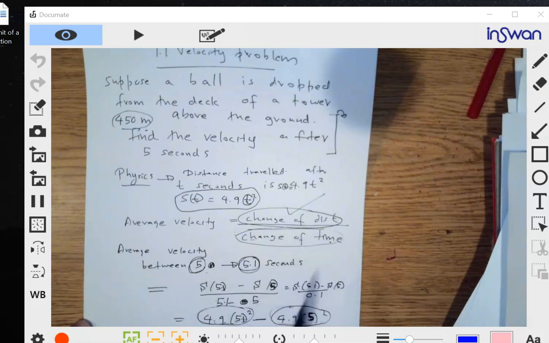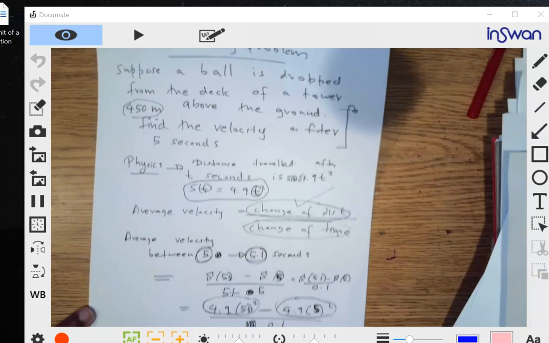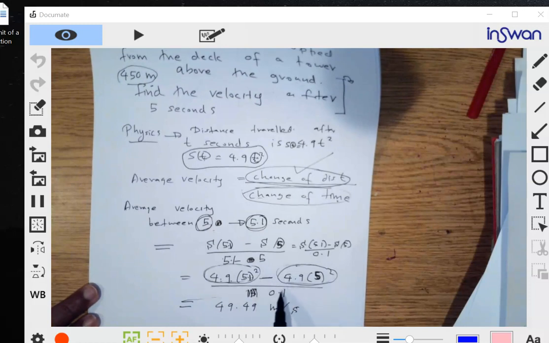And what is the change of time? Because we are going from 5 to 5.1, the change of time is just 0.1. So this is the change of distance, and you're dividing by 0.1.